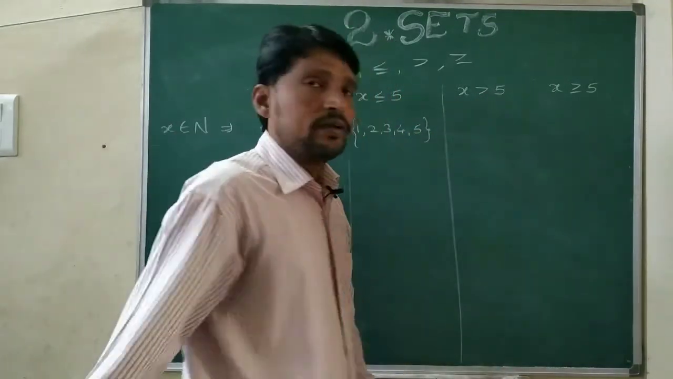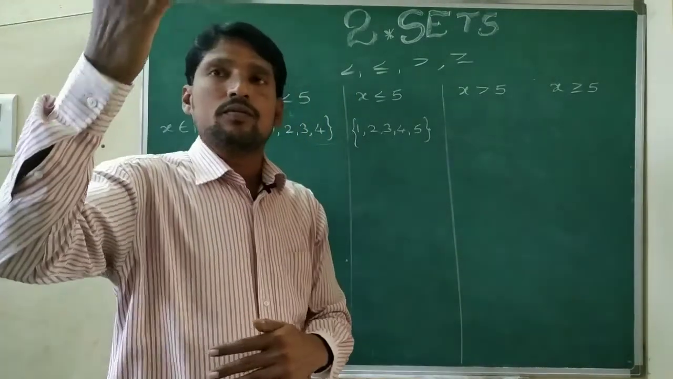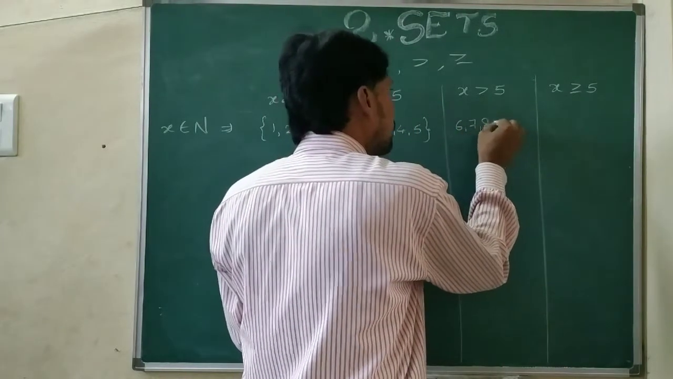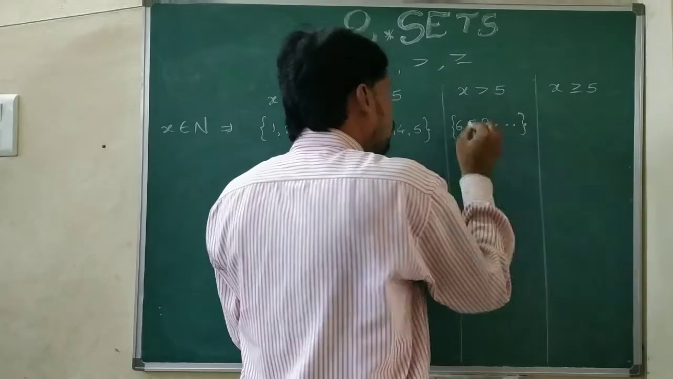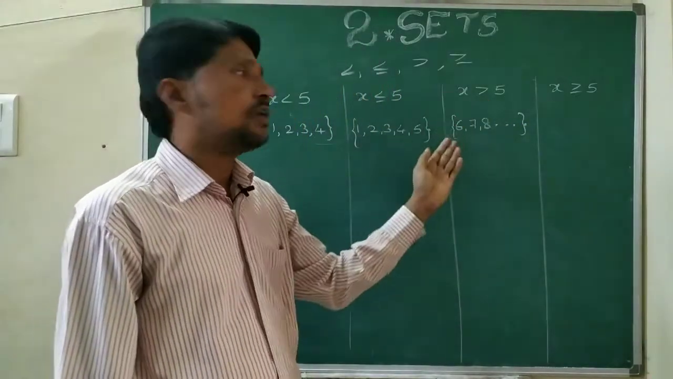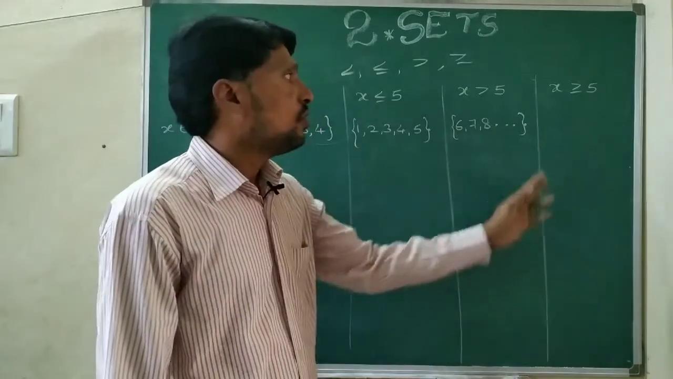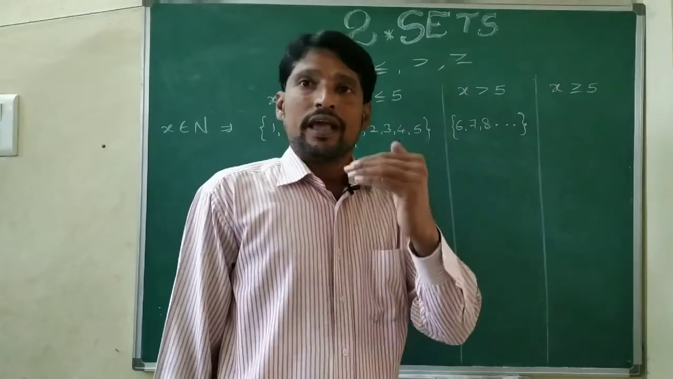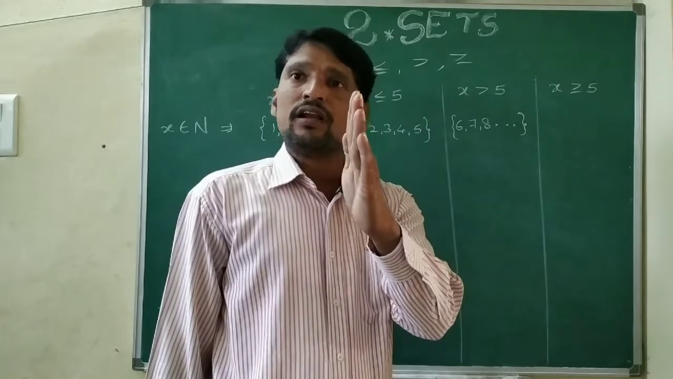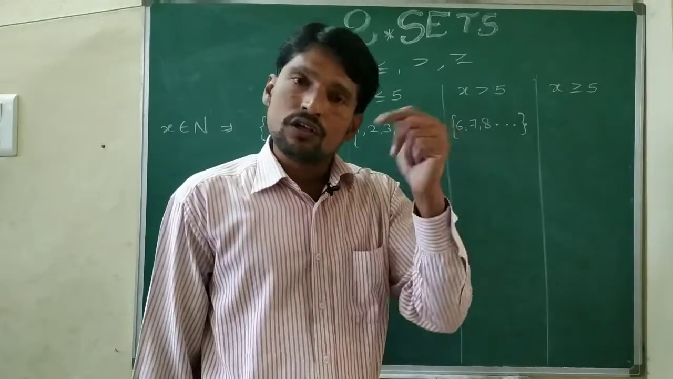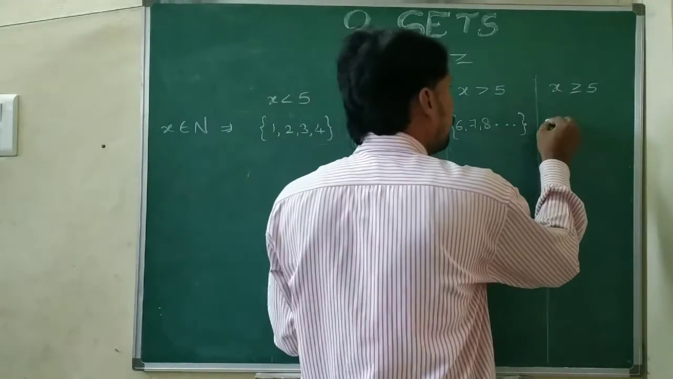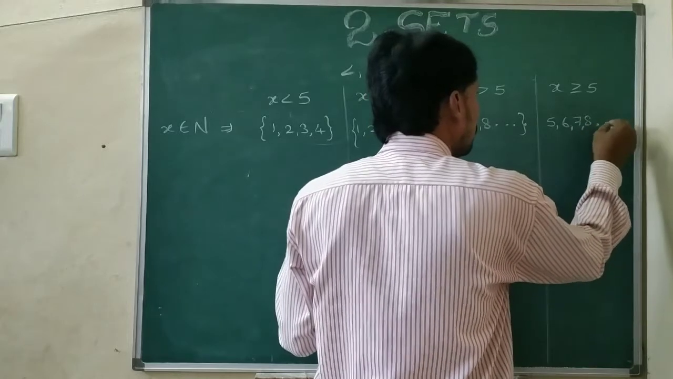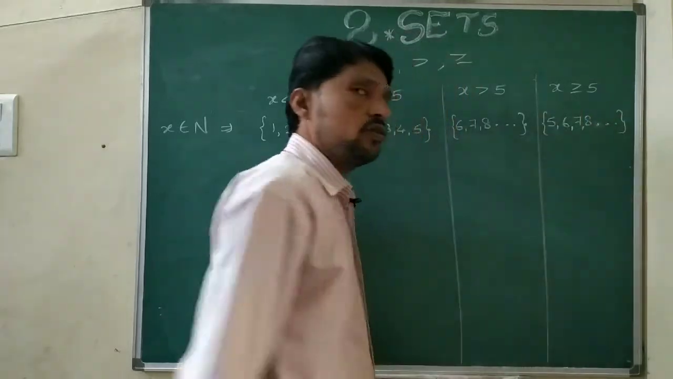And x greater than 5. The x value is more than 5. More than 5 means what elements will come? 6, 7, 8, and so on. There is no upper condition, so it is an infinite set. Here x greater than or equal to 5 means we should consider 5 also. So 5, 6, 7, 8, and so on. It is also an infinite set only.